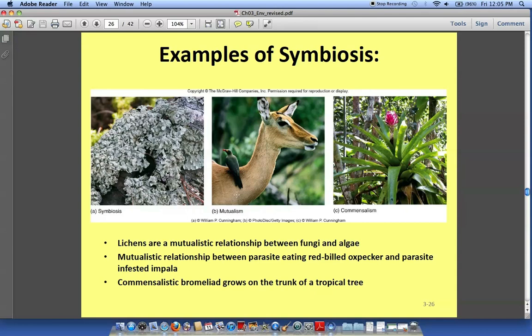Just like in this picture here, we've got this impala, where this bird is eating the parasites off the impala. Well, they're both benefiting. Then you have this bromeliad, which grows on trees, and it's benefiting by being up in the tree and getting all the raindrops and the protection from the tree, but the tree doesn't get anything from the bromeliad. So anyway, these are some really interesting relationships.